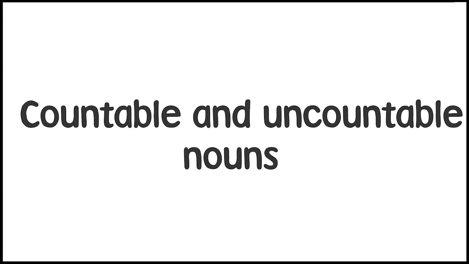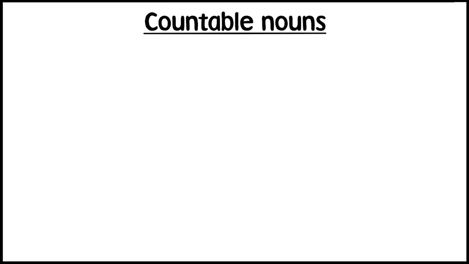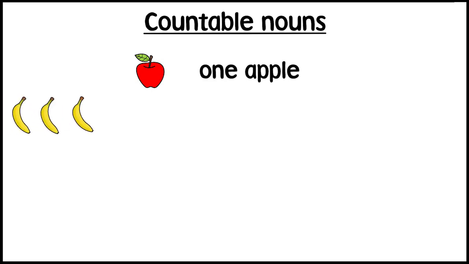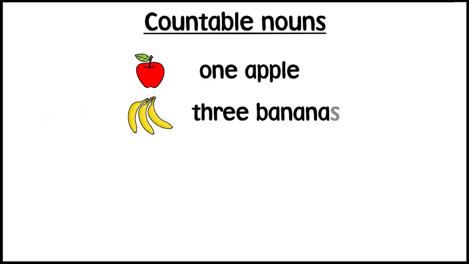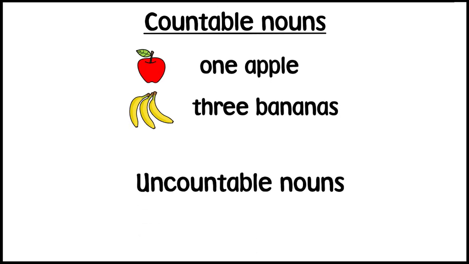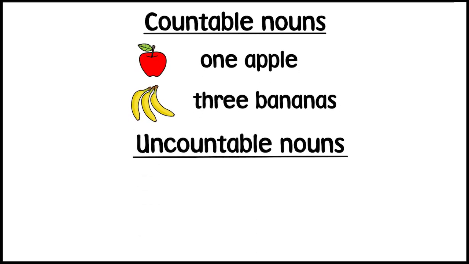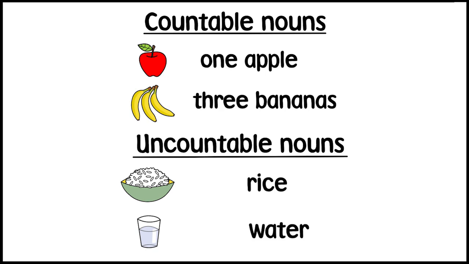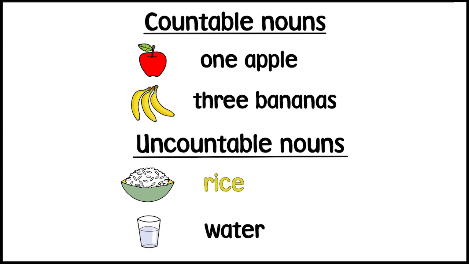Countable and uncountable nouns. Countable nouns are things we can count. 1 apple. 3 bananas. Uncountable nouns are things we can't count. We don't use numbers to say how many. Rice. Water.